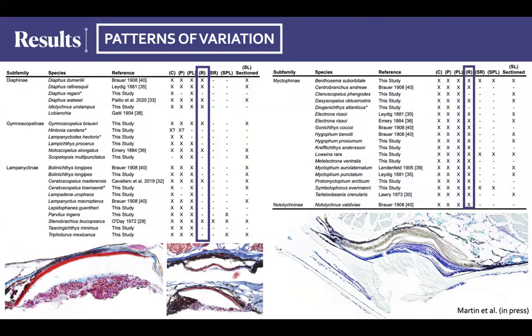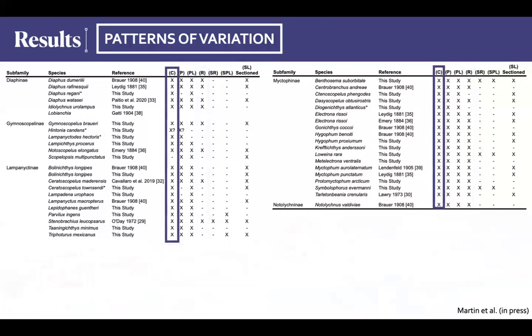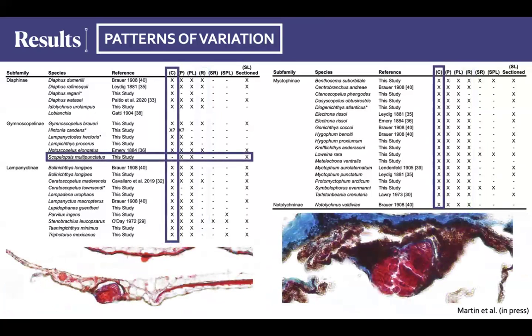And then the robustness of the reflective layers is much easier to see within Myctophidae, and much more difficult to see within some of these other subfamilies. We're gonna skip that real quick, and I'm gonna talk about one particular fish and we'll kind of move into the conclusions.